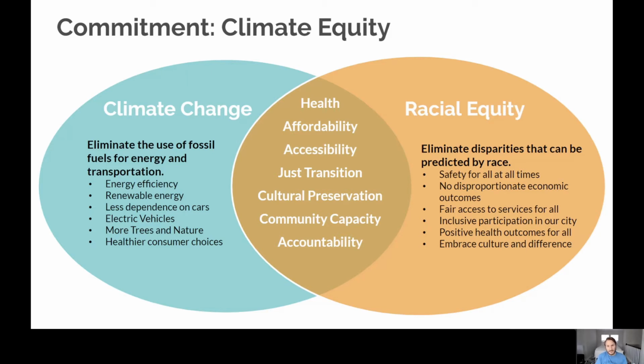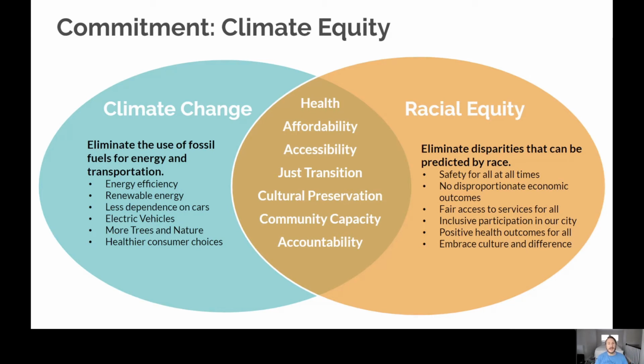And if we can increase health for all members of our community, if we can increase affordability, if we can make everything accessible, if we can focus on a just transition as we address climate change, if we can preserve culture in our city, build community capacity, and provide accountability to government, if we can focus on those things, that is how addressing climate change and racial equity will actually manifest itself in the world around us.